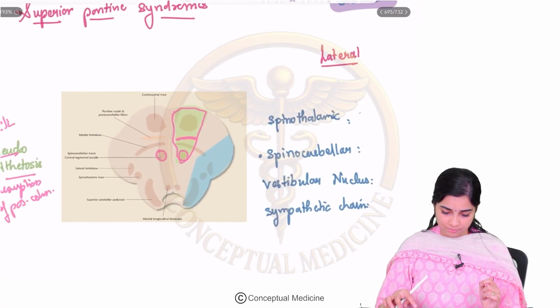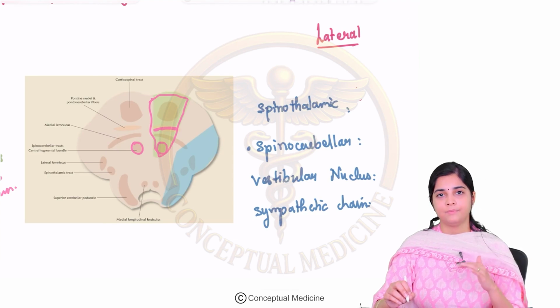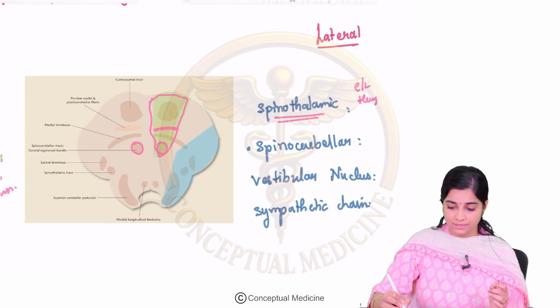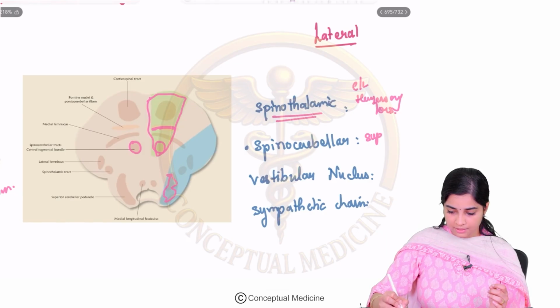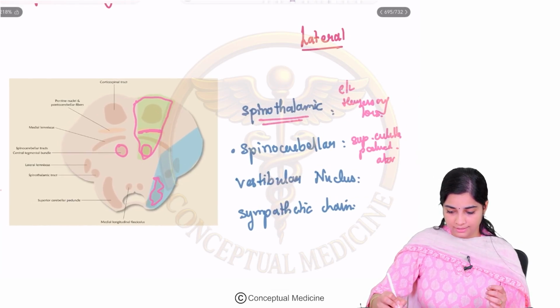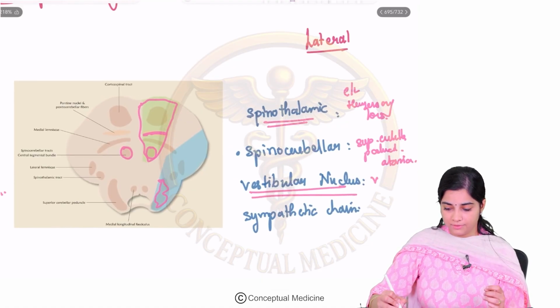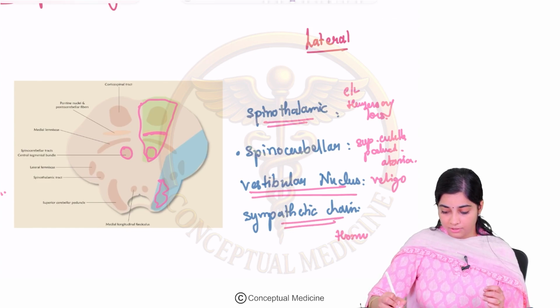Then lateral involvement. So whenever there is a lateral involvement, what happens in your lateral pontine syndrome? There can be spinothalamic tract involvement resulting in contralateral hemisensory loss. Okay, then there can be involvement of the superior cerebellar peduncle and the spinocerebellar tracts. So this can also result in ataxia. Then vestibular nucleus involvement can result in vertigo, and the sympathetic chain can also be involved, resulting in Horner syndrome.